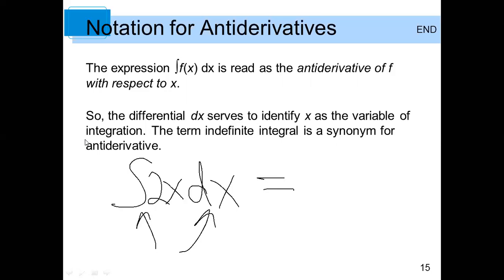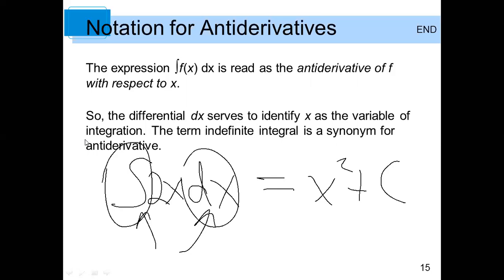So when you perform the, quote, operation of anti-differentiation and you get x squared plus c, the integral symbol and the dx go away. Just like when you take the square root of 4 and you get 2, you don't keep writing the square root symbol because you performed the operation of taking the square root.